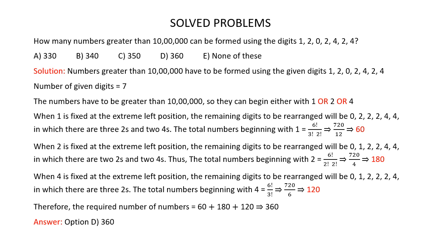So the numbers greater than 10 lakhs have to be formed using the given digits. And these numbers can begin either with 1 or 2 or 4. So there are 60 numbers beginning with 1, 180 numbers beginning with 2, and 120 numbers beginning with 4. So the required number of numbers is equal to 60 plus 180 plus 120, which is 360. So 360 numbers greater than 10 lakhs can be formed using the given digits. So the correct answer is option D, 360.